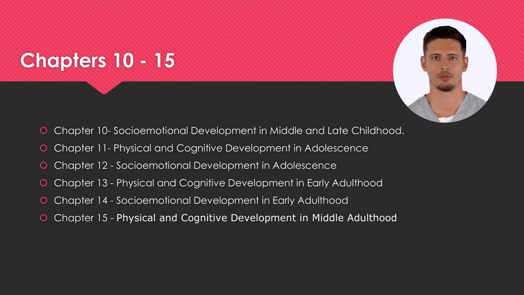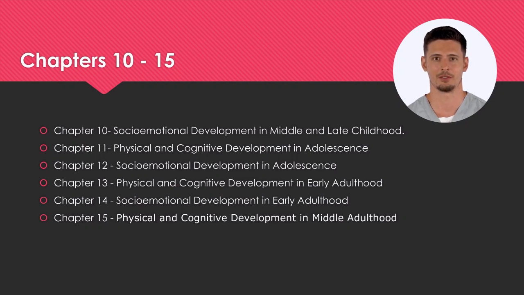Chapters 10 to 20 cover the various stages of development across the lifespan and explore the physical, cognitive, and socio-emotional changes that occur during each stage. Chapter 10 focuses on socio-emotional development in middle and late childhood. We will discuss how children develop social and emotional competencies, including self-concept, social comparison, and emotional regulation. We will also examine how social interactions with peers and parents shape the development of social skills and relationships.